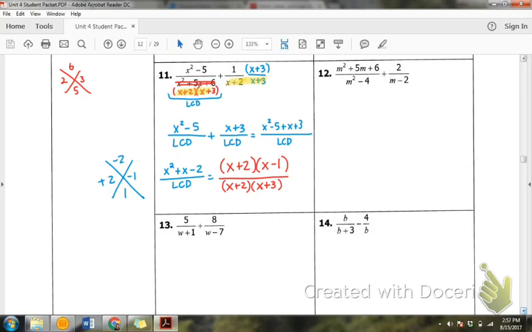You can cancel the x plus 2. Perfect. And we are left with x minus 1 over x plus 3. So I've noticed that what we multiply by is what we end with in our denominator. You get what I'm saying? For instance, when we multiplied that one term by x plus 3, at the very end our denominator is always that. That won't always happen. Okay. Yes, I'll show you in number 13.